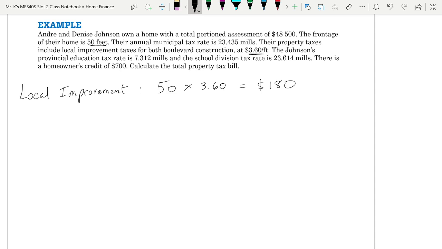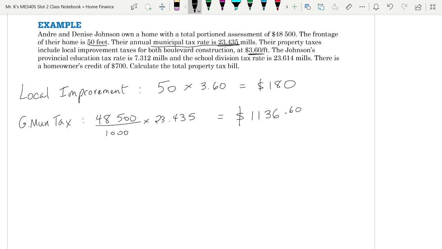All right, next, the General Municipality Tax. Let's do that one next. So that one is, take how much I've been assessed for tax purposes. Remember, this number is really 45% of how much the house is actually worth. Divide it by 1,000 and times it by the mill rate for municipal taxes, which is right there, 23.435. So that's basically 48.5 times 23.435. And I've already done this math, and it turns out that this is $1,136.60.